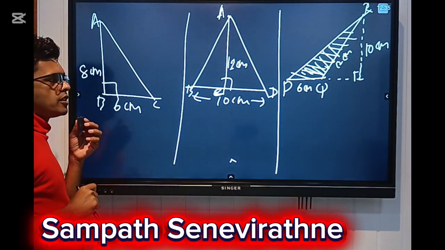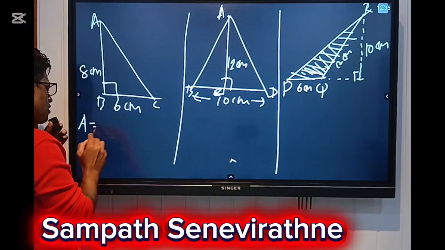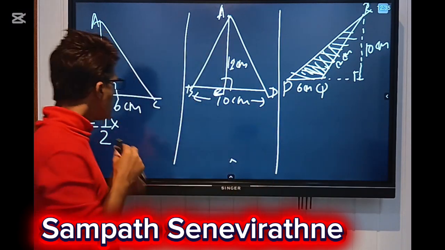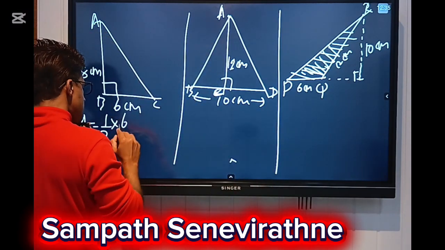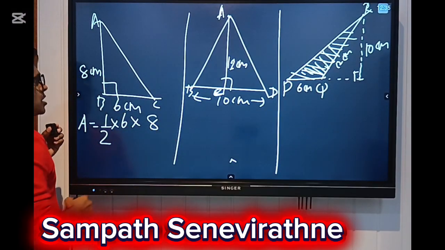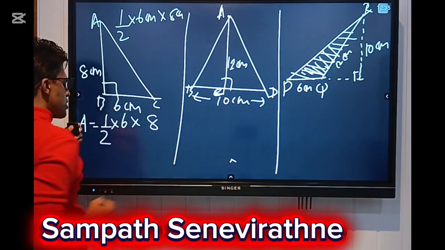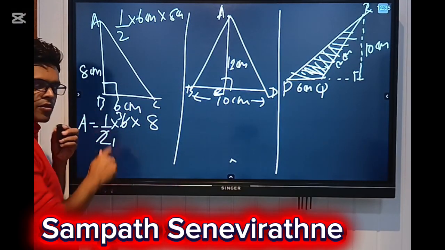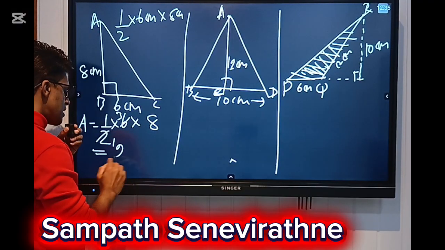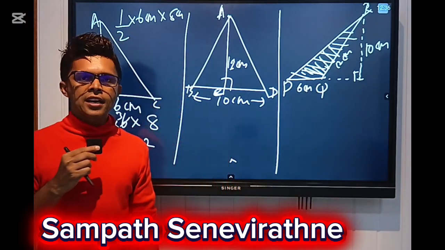Okay, so right now we will take the area of this triangle ABC. Area equals half into base into perpendicular height. Base here is 6 cm, and the perpendicular height is 8. So half into 6 cm times 8 cm. 1 time 3 times, we can simplify that. 1 times 3 is 3, 3 times 8 is 24. 24 cm squared is the area of this triangle.